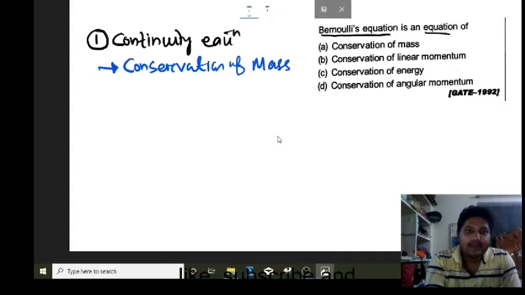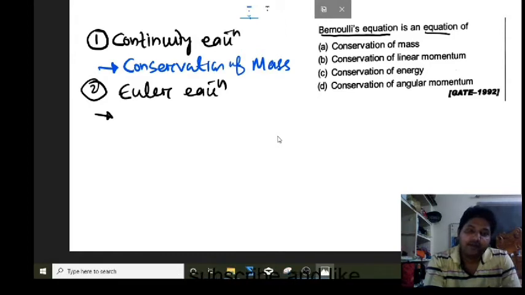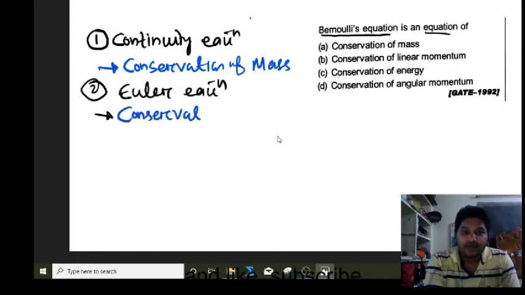The second type of equation is called the Euler equation. We have already derived the Euler equation from Newton's second law. If you have not seen my video, you can go to the playlist and watch it. Newton's second law says the rate of change of momentum is equal to the force applied on a body. So this Euler equation is based upon the conservation of momentum.